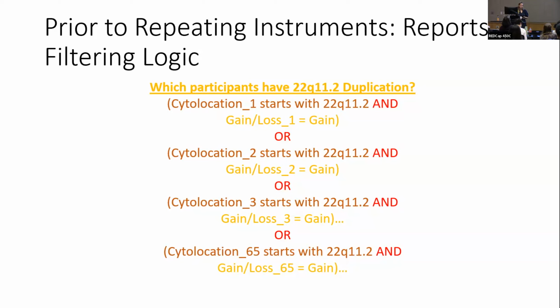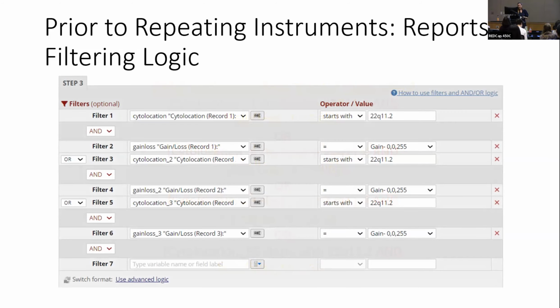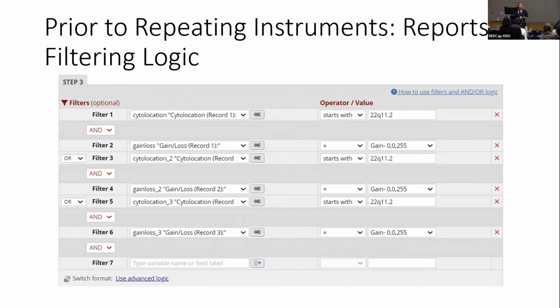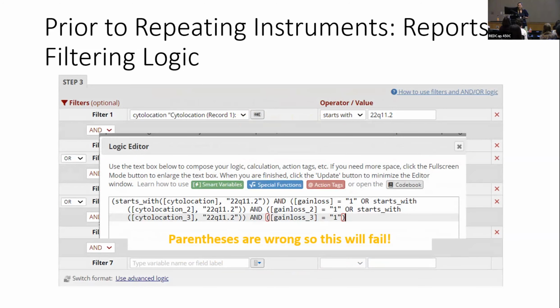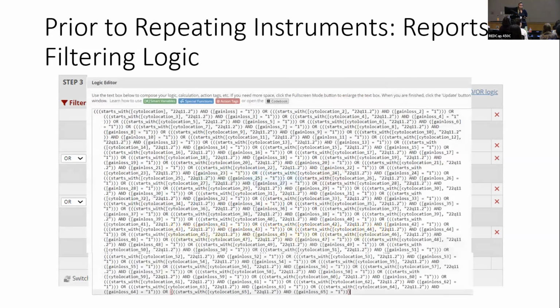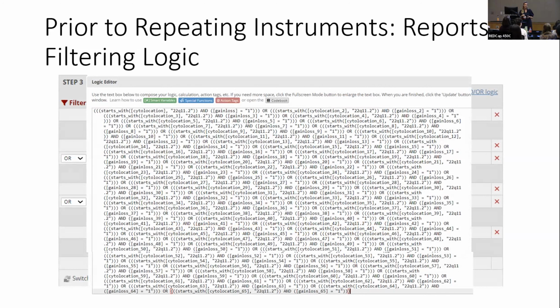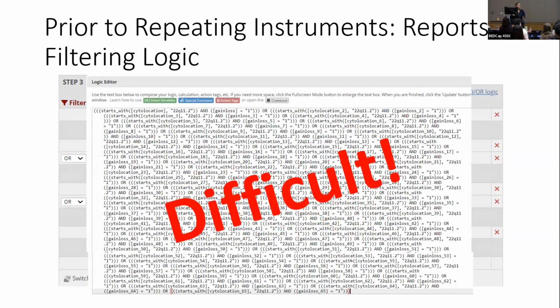But again, as you can see in the filtering logic, because that data potentially could have been in 65 fields, when I was building the report, I had to repeat those 2 fields 65 times. And if you tried to do it using the simple logic within REDCap, you don't get the parentheses in the right place, and so it failed. This didn't work. I wouldn't get the filter that I wanted. So this is when I first became very acquainted with the advanced logic feature within REDCap and had to build this. This is what gave me the answer for how many patients within my database had that specific gain at 22q. It was difficult.